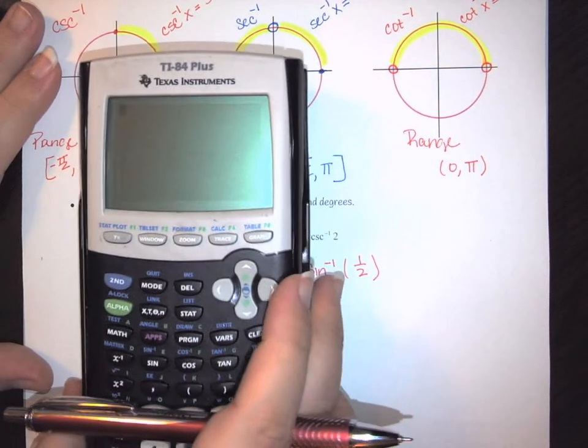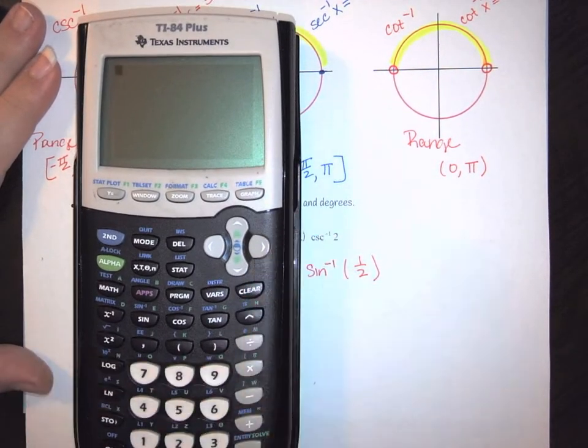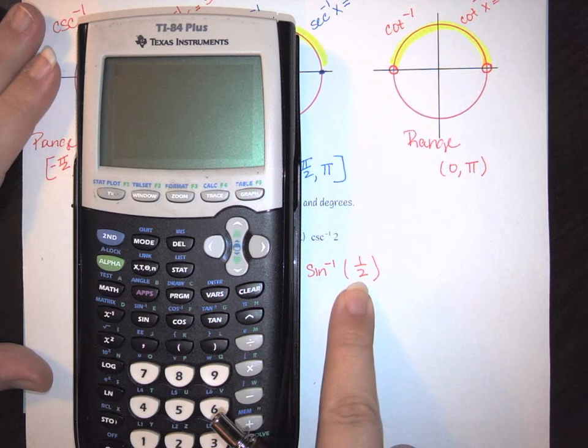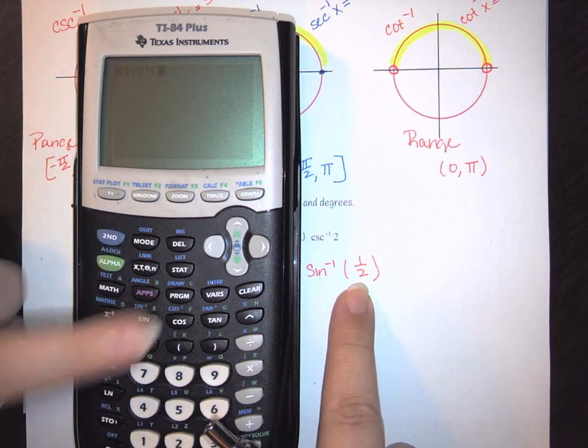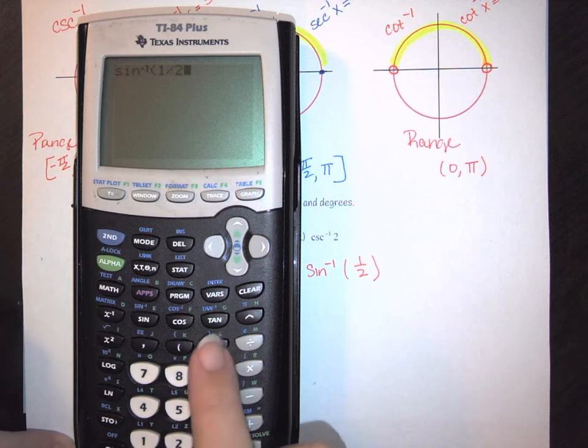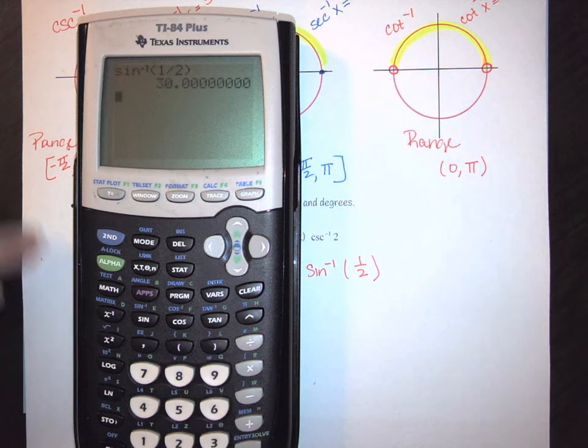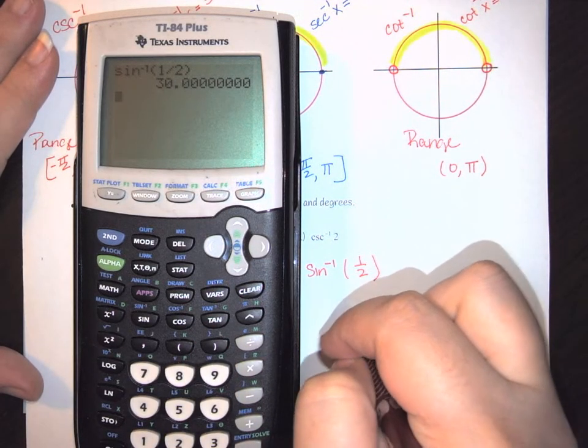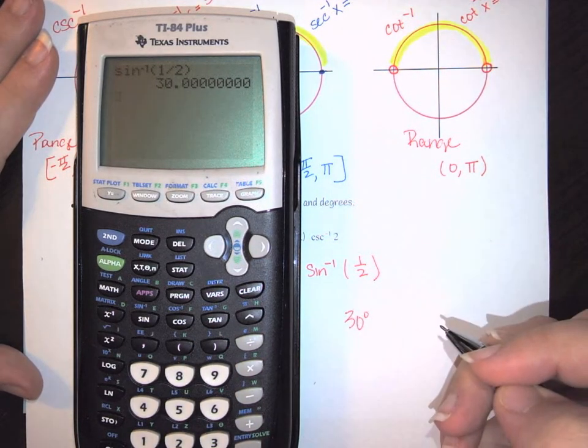So here we're going to pull our calculator out, and we're going to do now the inverse sine of 1/2. So we're going to go second sine, and we're going to do 1/2 and hit enter, and notice here we're going to get 30 degrees.